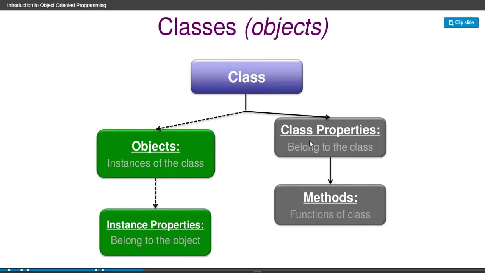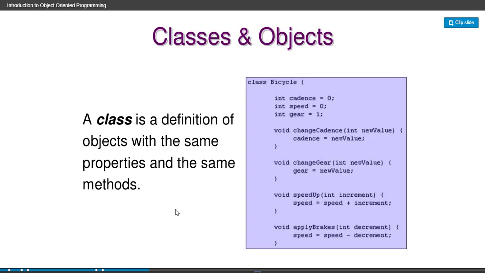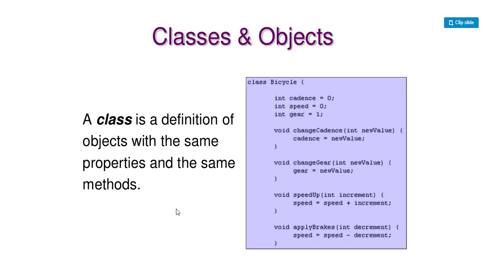A class has some properties and methods. And an object is an instance of a class and the instance properties belong to that object. Here is a typical example of a class that contains 3 data members and 4 behaviors or 4 methods. A class is a definition of objects with the same properties and the same methods. So it's actually a design of a bicycle. Bicycle is an object and it could be designed in a class like this.